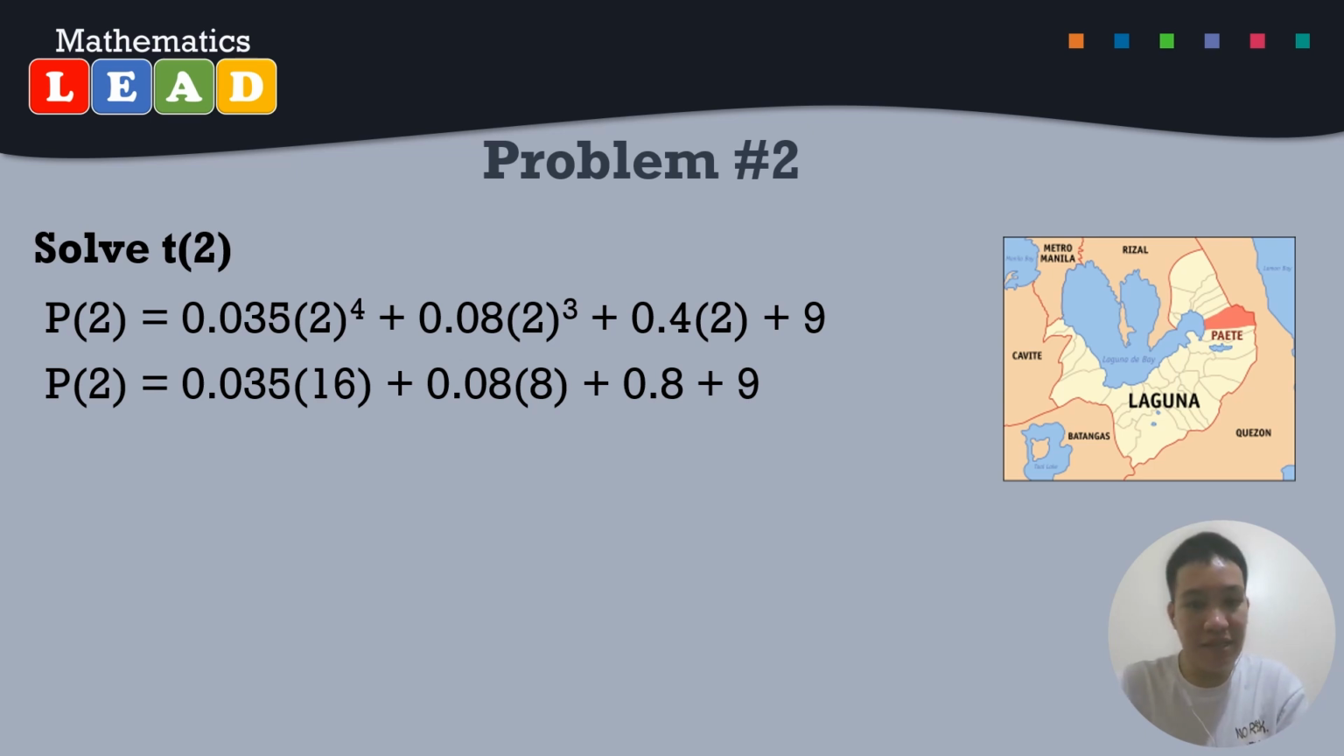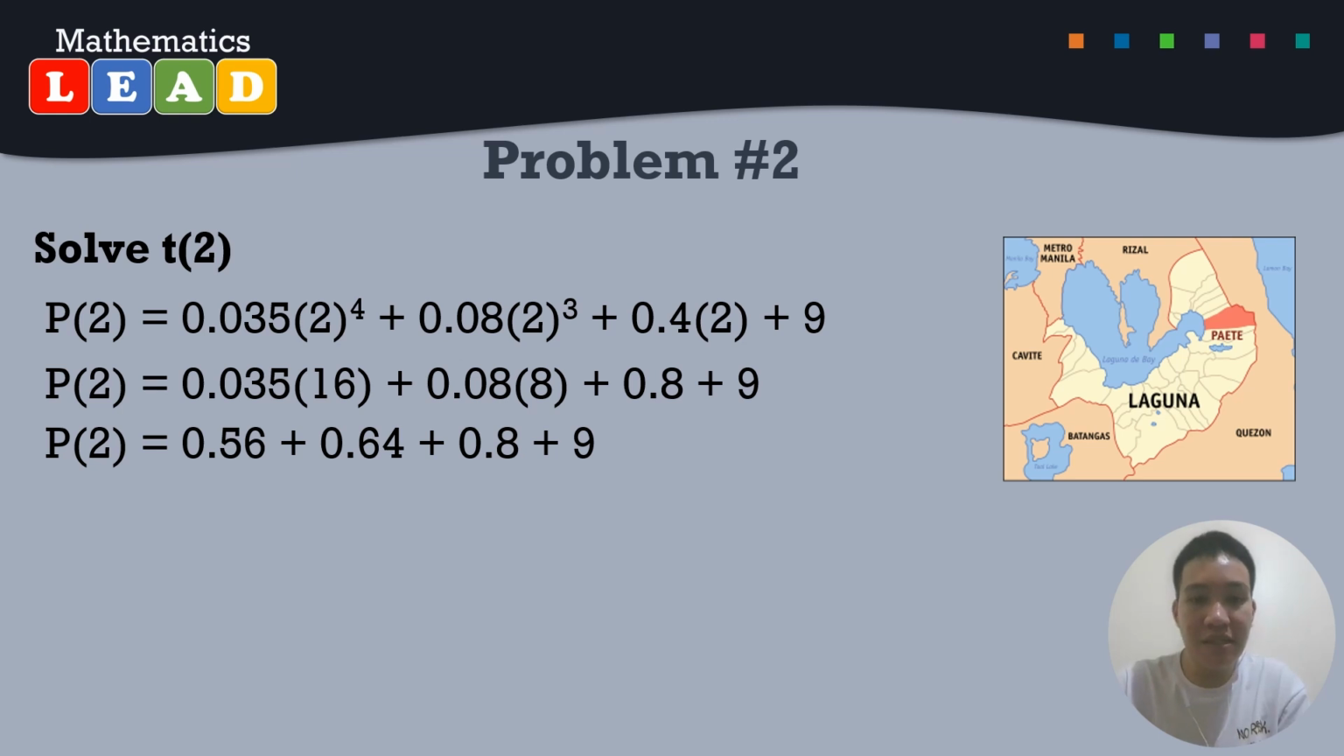What will happen next? That is right. 0.035 times 16 is 0.56, plus 0.08 times 8, that is 0.64. And we will now add it all together.